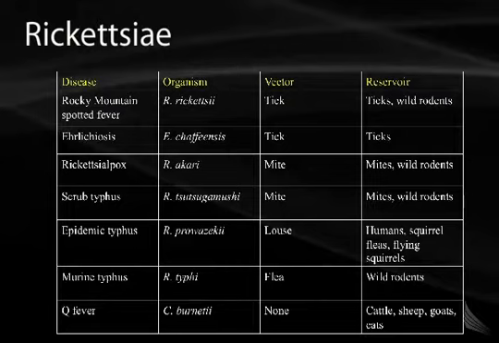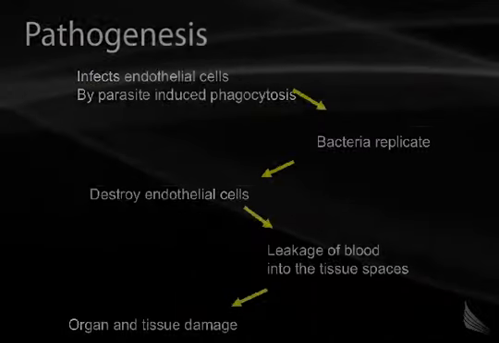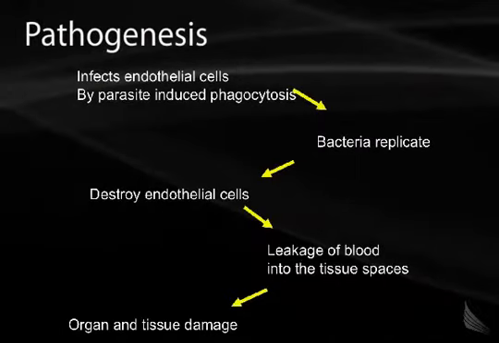Other things are less common, but they're important to know because you'll frequently see them on tests. Pathogenesis for Rickettsiae includes infection of endothelial cells by the parasite-induced phagocytosis. Then the bacteria replicate inside our cells. They destroy the endothelial cells. Then they leak blood into tissue spaces, and then there's organ and tissue damage as they move to different sites.